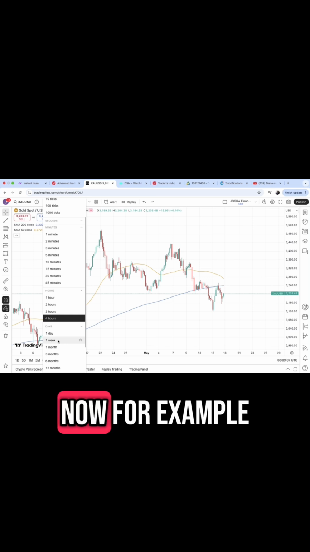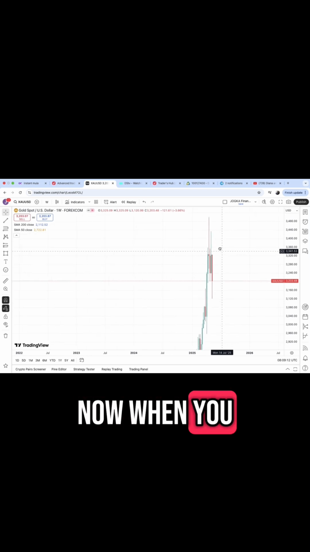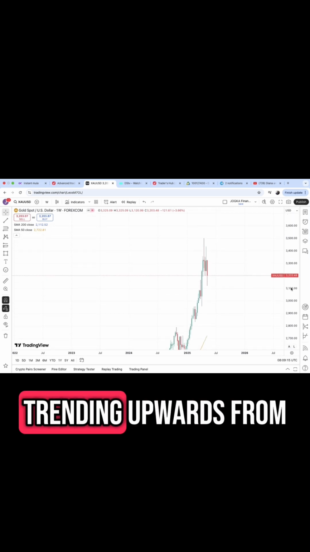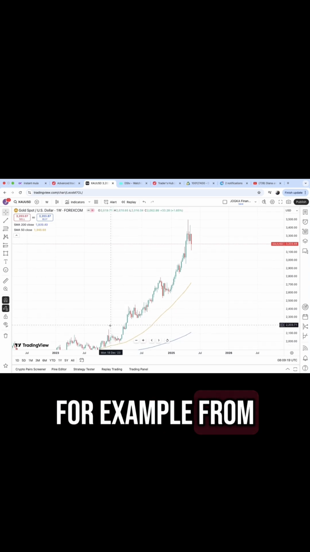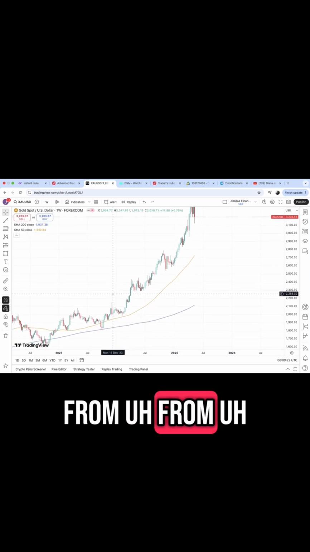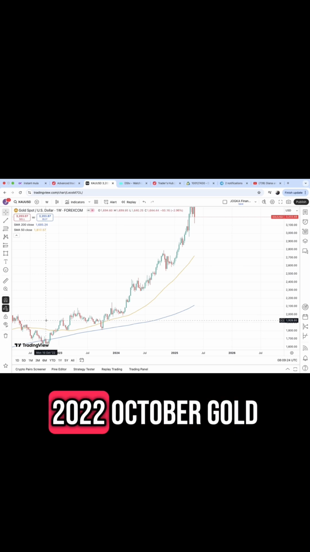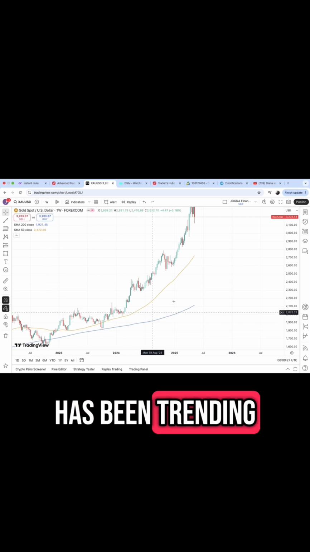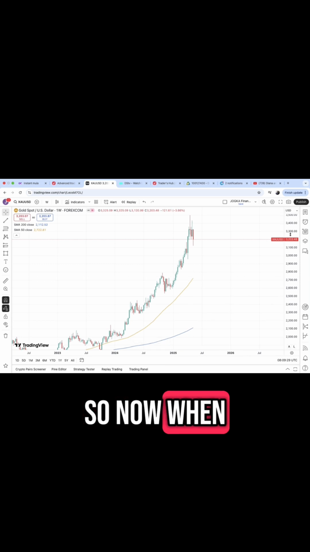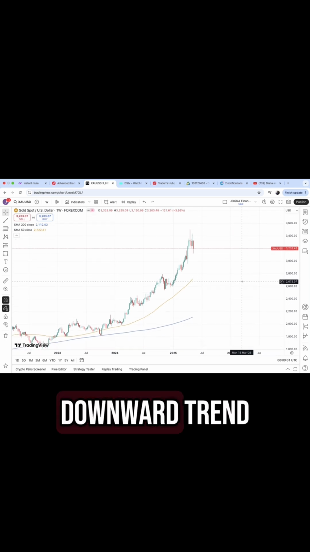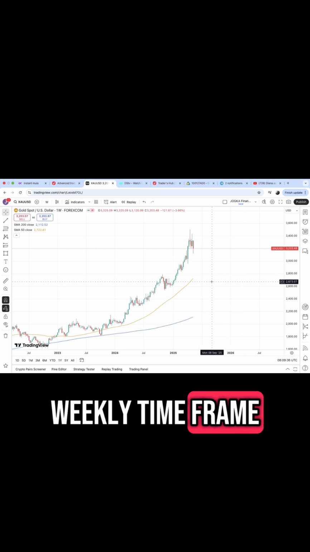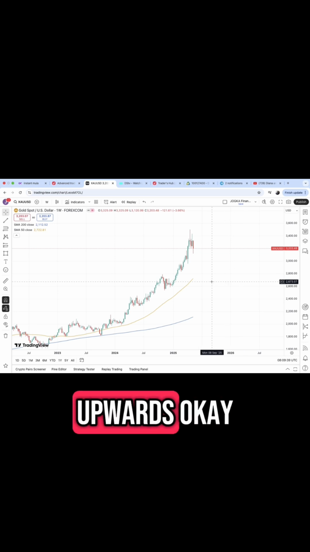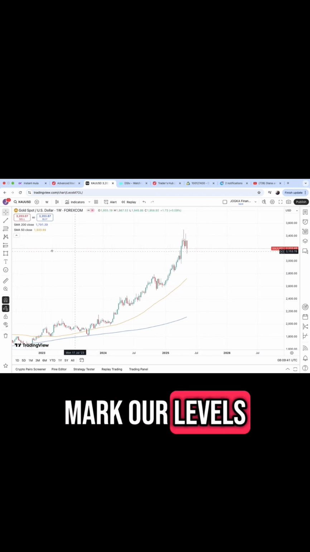Now for example, let's do weekly time frame. When you look at weekly time frame, gold has been trending upwards from way back, let's say from October 2022. Now when you look at smaller time frame, it was showing that it's a downward trend, trying to change the trend going downwards, but here on weekly time frame, we are looking at gold trending upwards.